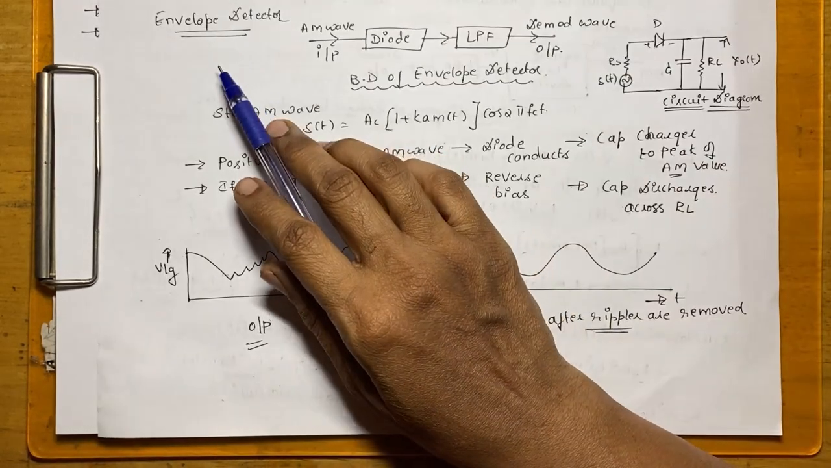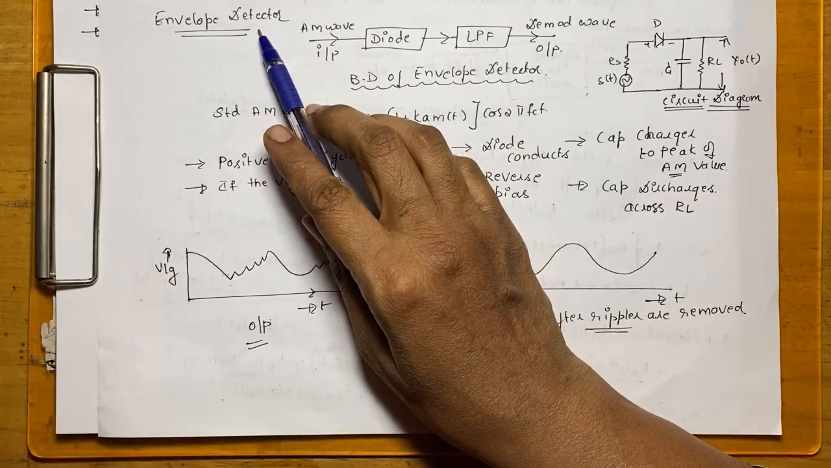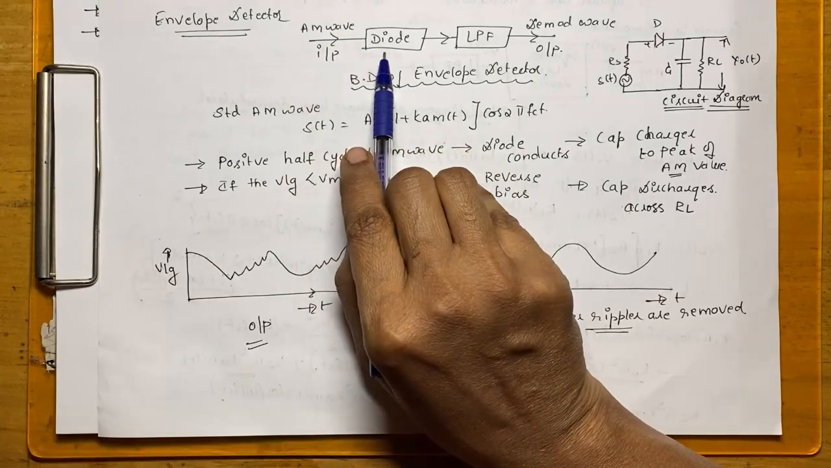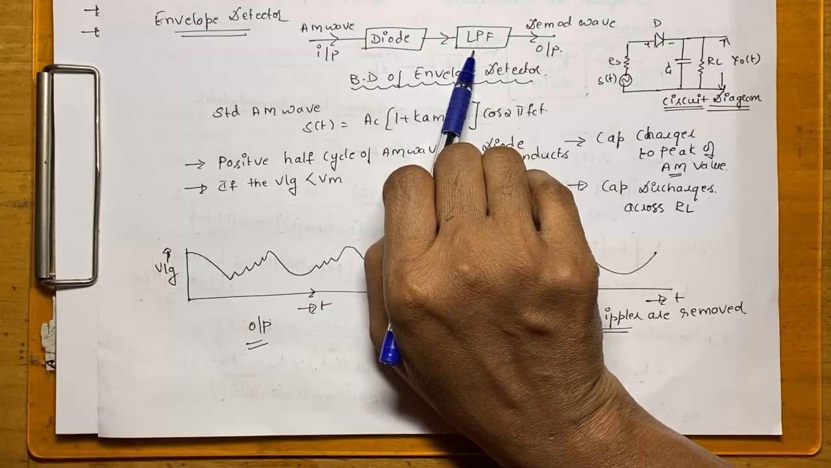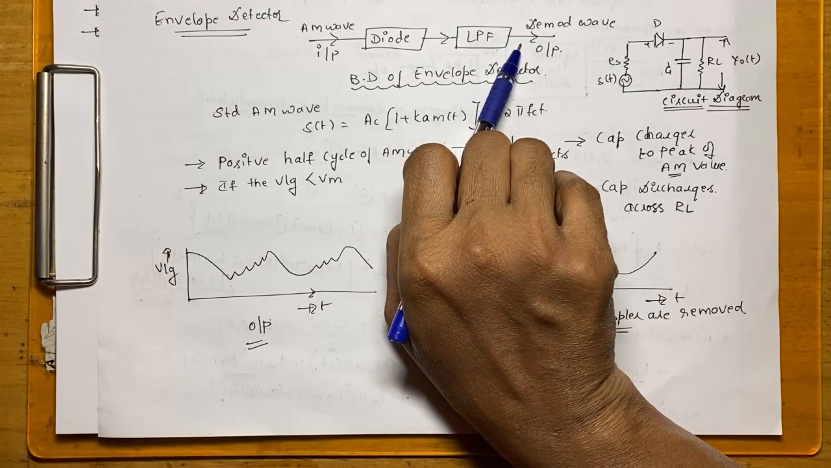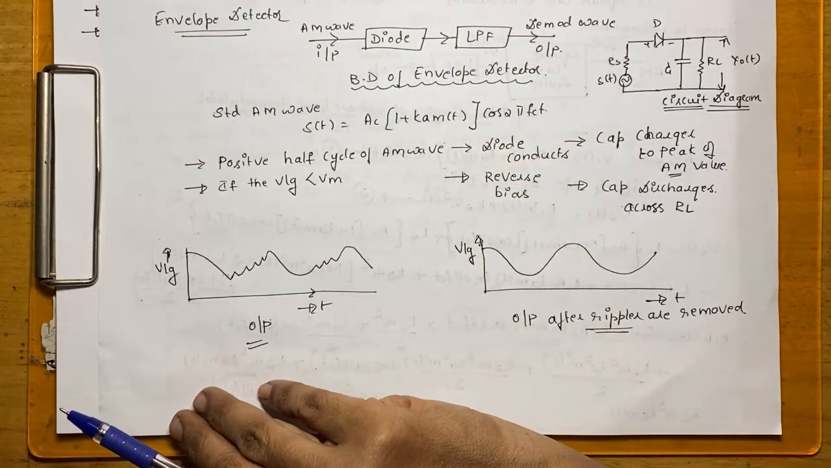We'll see another method of AM demodulation, that is the envelope detector. Here also, the AM wave is fed as an input to a diode, and the output of the diode is fed to a low pass filter to get back our demodulated wave or message signal. So this is a block diagram of an envelope detector.